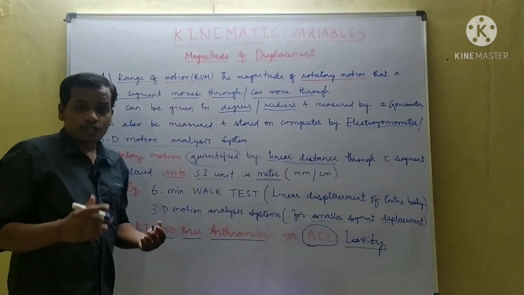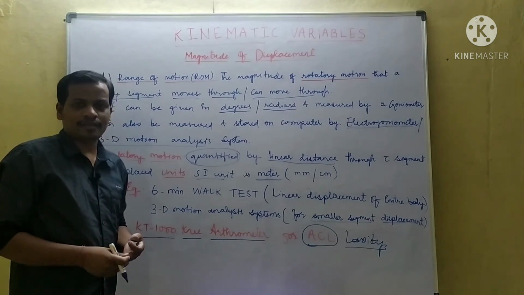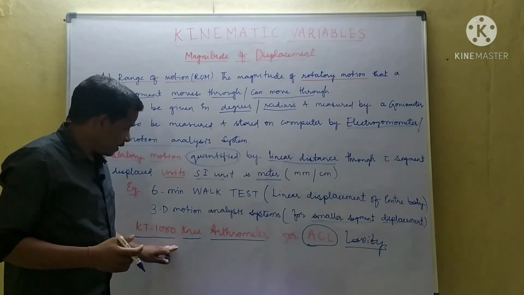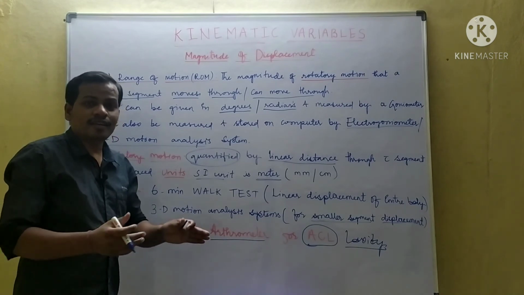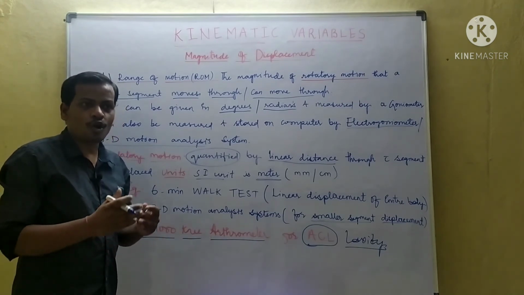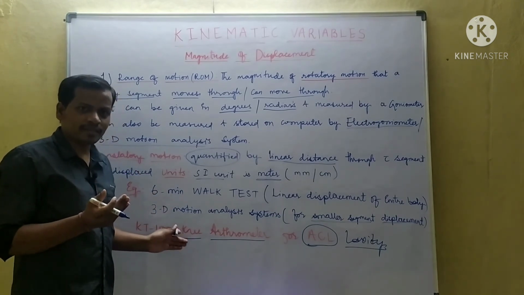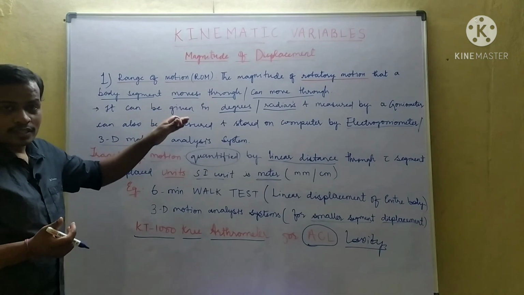Instead of performing the anterior drawer test or the Lachman test manually, we can perform it with the help of a KT 1000 knee arthrometer to measure the anterior translation of the tibia. How much the proximal tibia is translating anteriorly can be measured by this equipment. This is all about the magnitude of the displacement, guys.